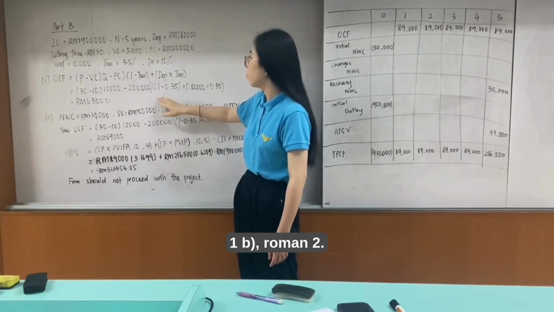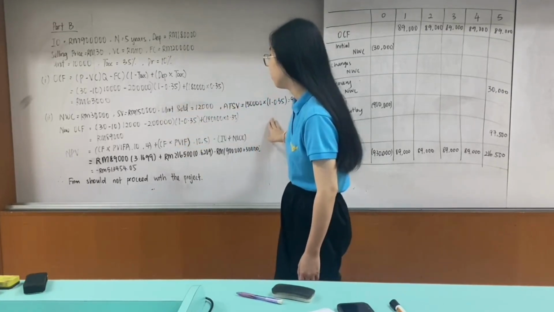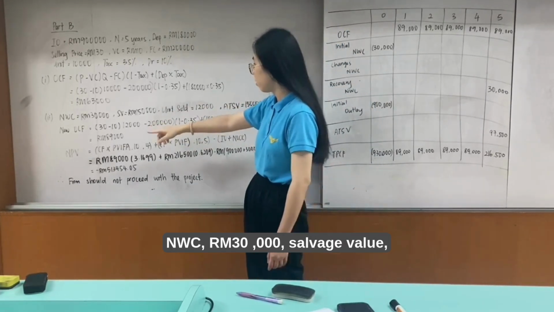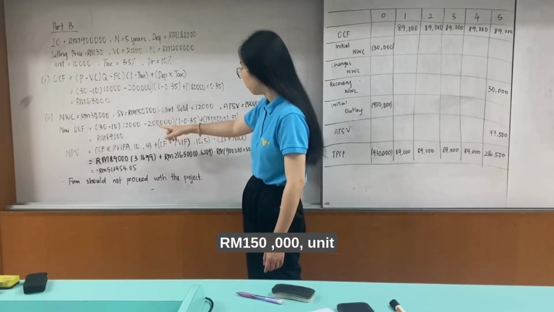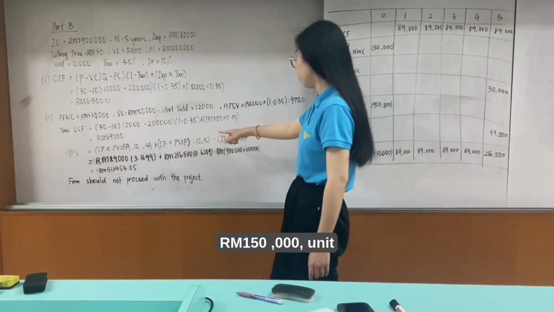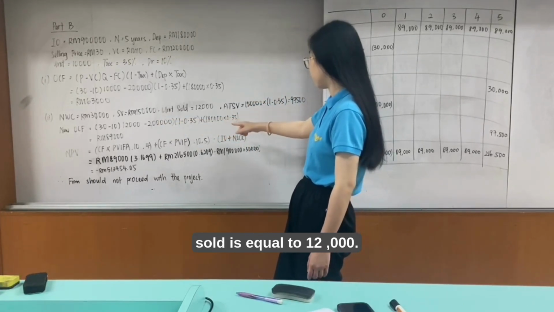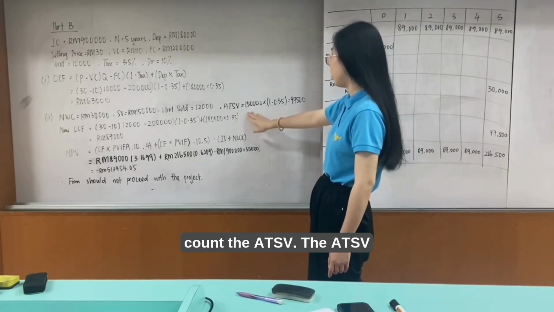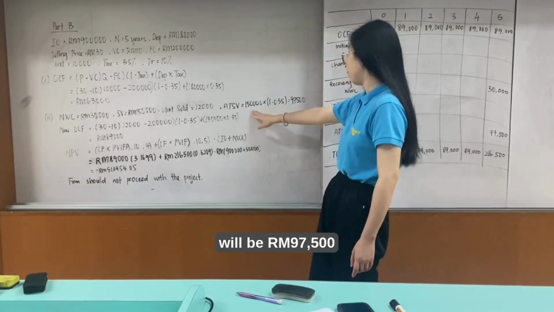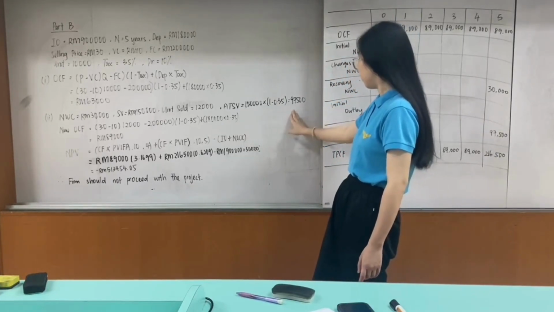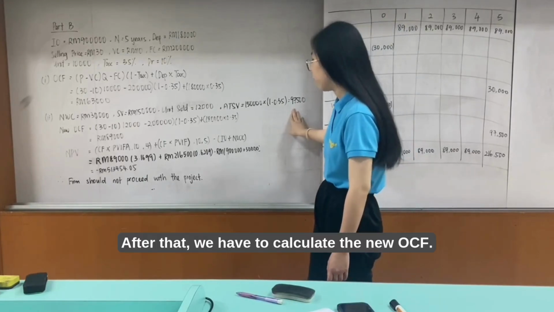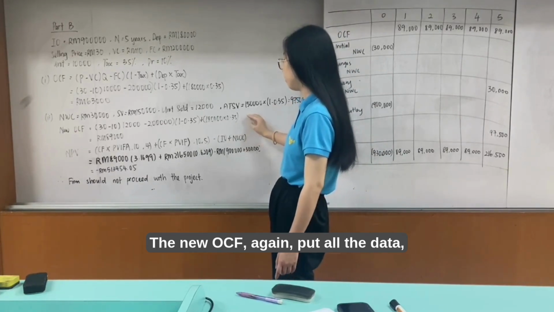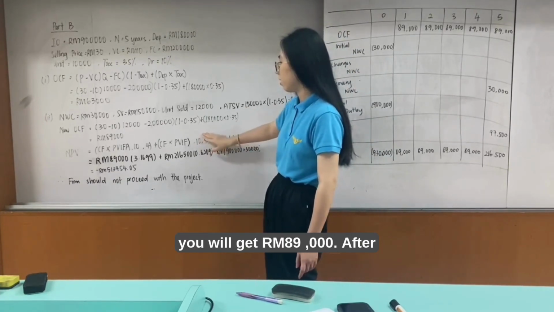For question 1B scenario 2, we are given some new data: NWC of 30,000, salvage value of 150,000, and units sold equal to 12,000. So we will calculate the after-tax salvage (ATS) value. The ATS value will be 97,500. After that, we have to calculate the new OCF. Again, putting in all the data, you will get 89,000.